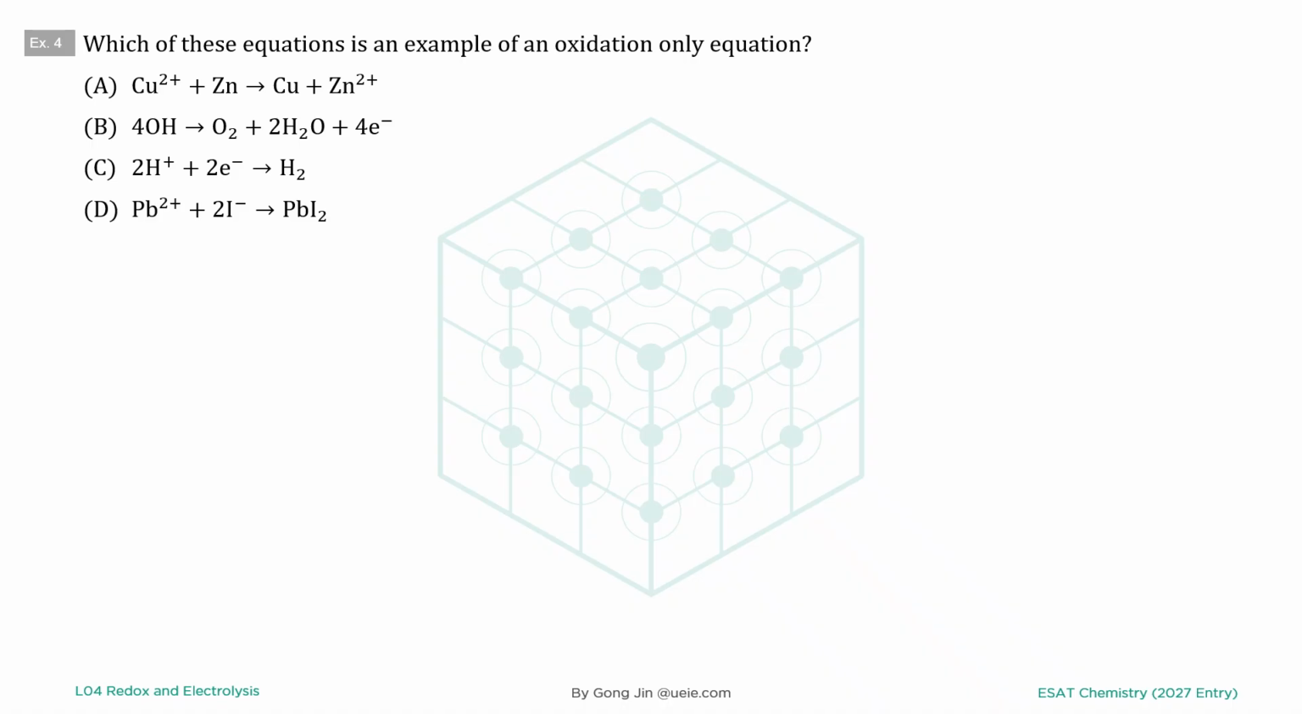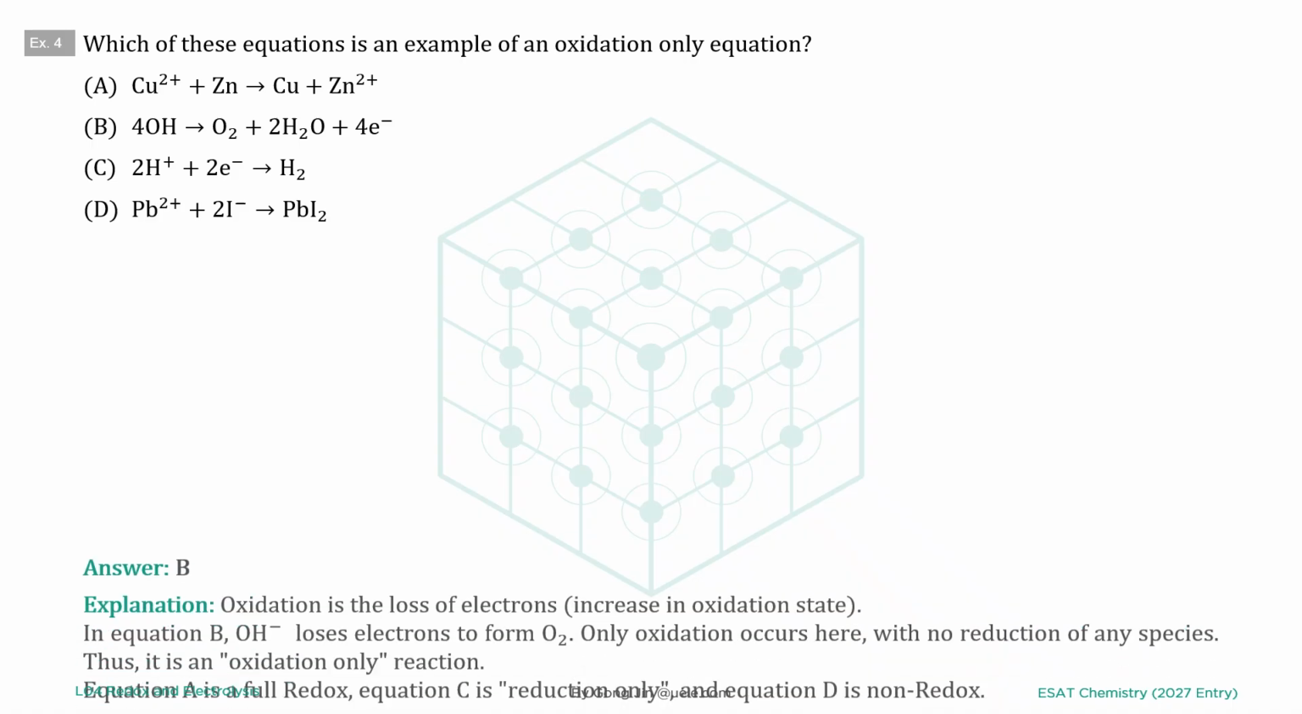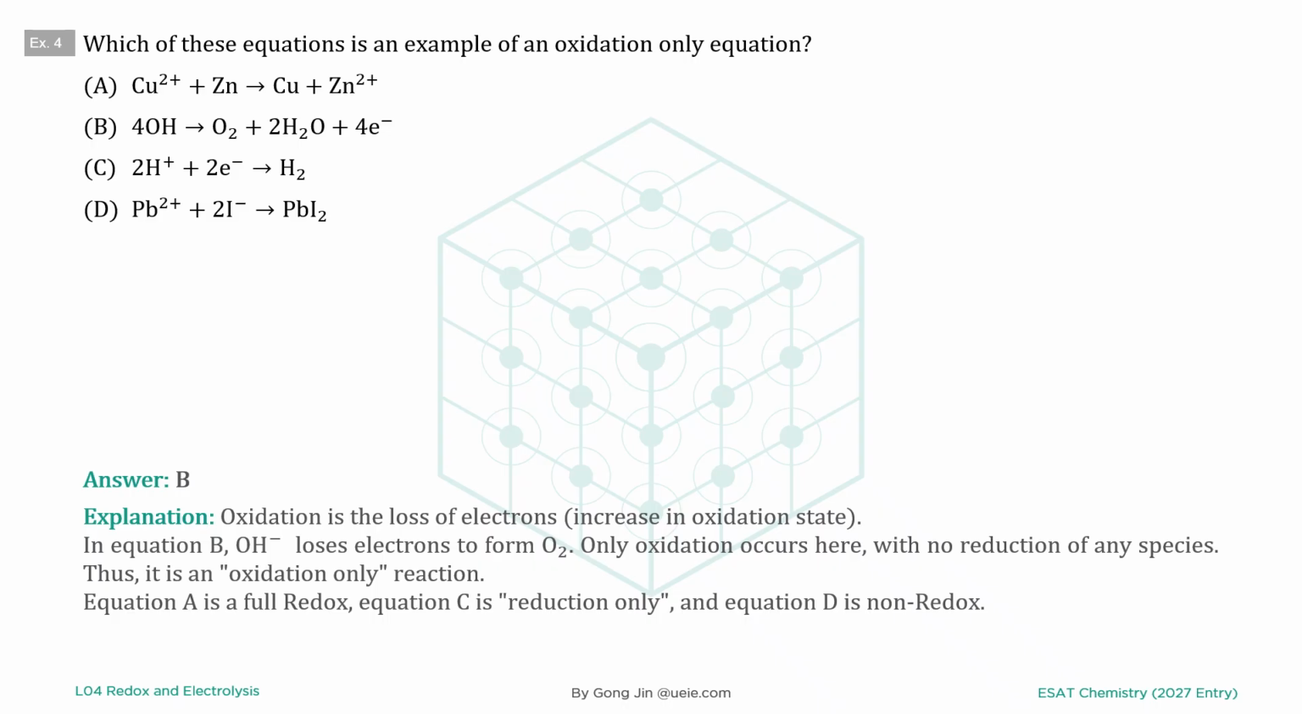Let's see if you can spot the oxidation-only equation here. Remember, oxidation is losing electrons. Let's look at equation B. Hydroxide ions are losing electrons to form oxygen gas. There's no species in this equation that's gaining those electrons, so it's only oxidation happening. The other equations either have both oxidation and reduction, like A, only reduction, like C, or nothing, like D. So the answer is B. Great job if you got that right.